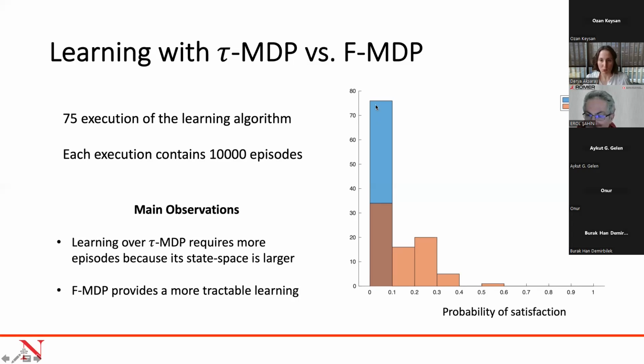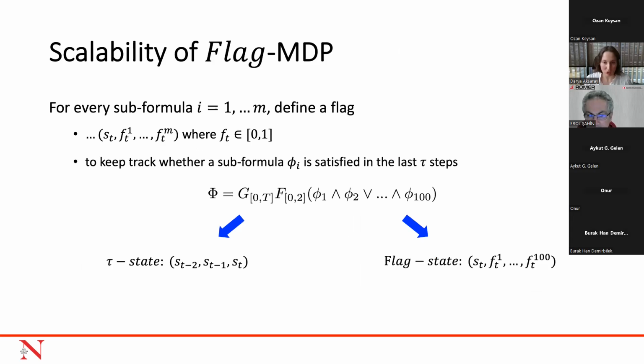Because of this, you see this blue bar that is here, very close to 0. But with the flag MDP, you see some distribution. So even after 10,000 episodes, it was possible to find some reasonable policy. But I also want to note that this doesn't mean that tau MDP cannot find the optimal policy. This means that because it has a larger state space, it will require more episodes, maybe 1 million episodes or 1 billion episodes, while flag MDP can come up with a reasonable policy with 100,000 episodes. So that is the difference between them because of the state space reduction.